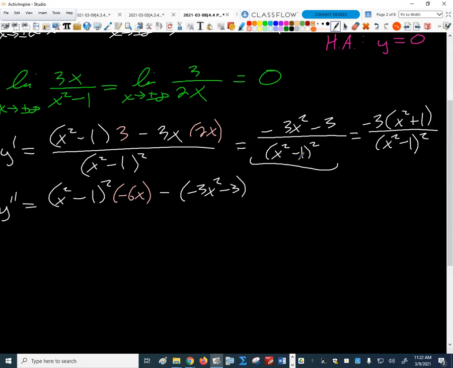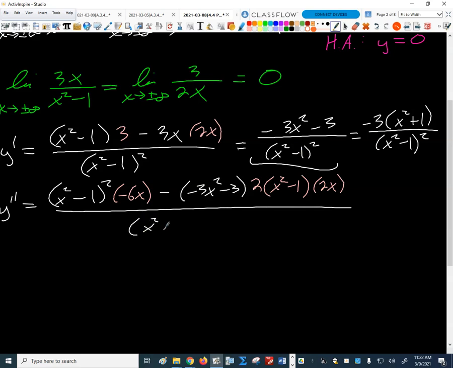Now that's chain rule, right? I've got (x² − 1) squared, so I get 2(x² − 1) to the 1 times the derivative of (x² − 1), which is 2x, divided by the bottom squared. Well, ((x² − 1)²)² is just (x² − 1) to the 4th power.